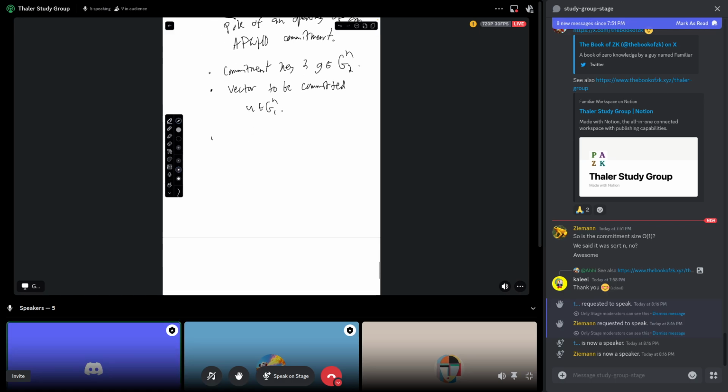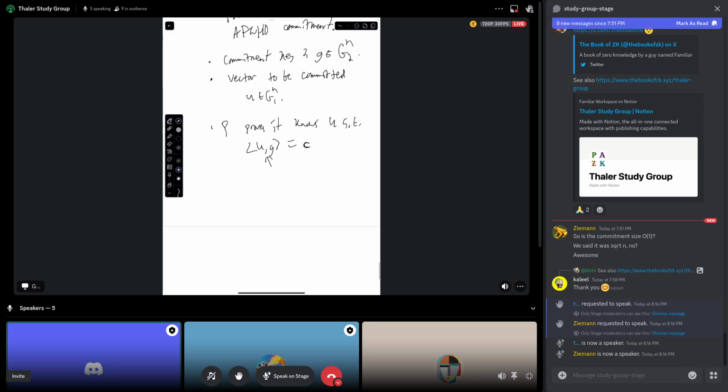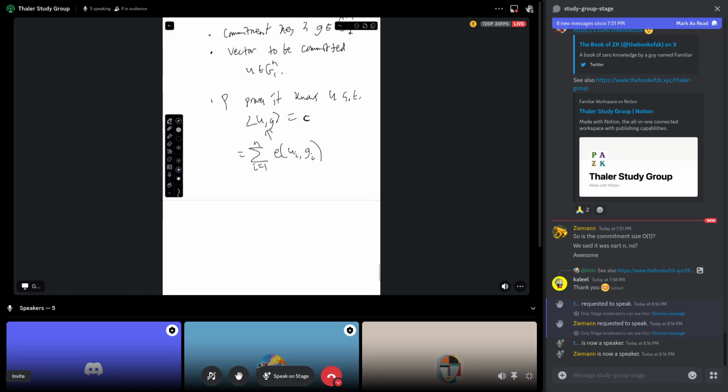And so the prover is just proving that it knows U such that U inner product G equals whatever this commitment was. Maybe I'll just call that C. And this is an inner pairing product, so if I'm doing additive notation everywhere, this is the sum of i equals 1 to n of the pairing of U_i and G_i. Okay, so that's what I'm about to sketch.